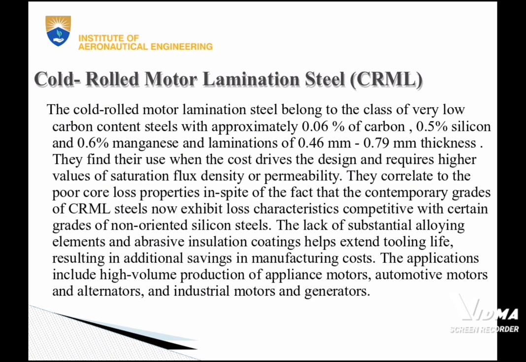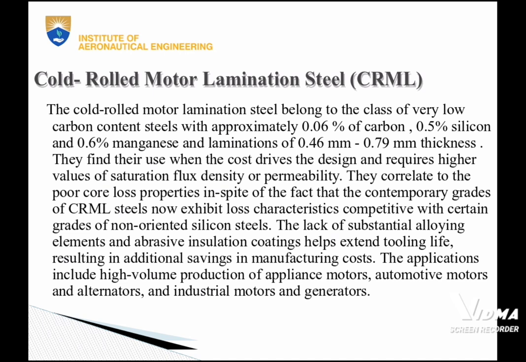Cold rolled motor lamination steel, CRML. The cold rolled motor lamination steel belongs to the class of very low carbon content steel with approximately 0.06 percent of carbon, 0.5 percent of silicon, and 0.6 percent of manganese, in laminations of 0.46 mm to 0.79 mm thickness. They find their use when the cost drives the design and it requires higher values of saturation flux density or permeability.